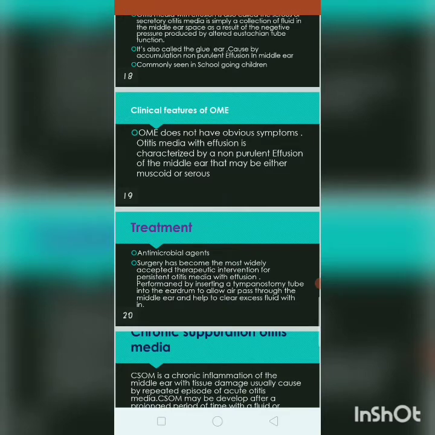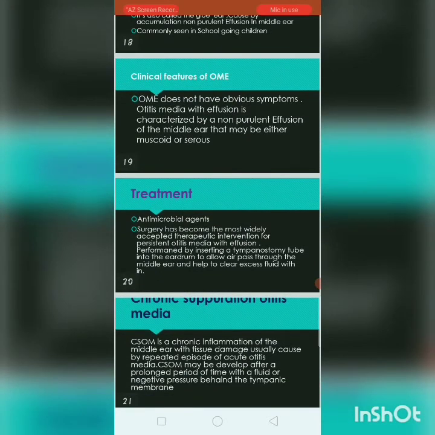Next, we will see the treatment of otitis media with effusion. Antimicrobial agent.